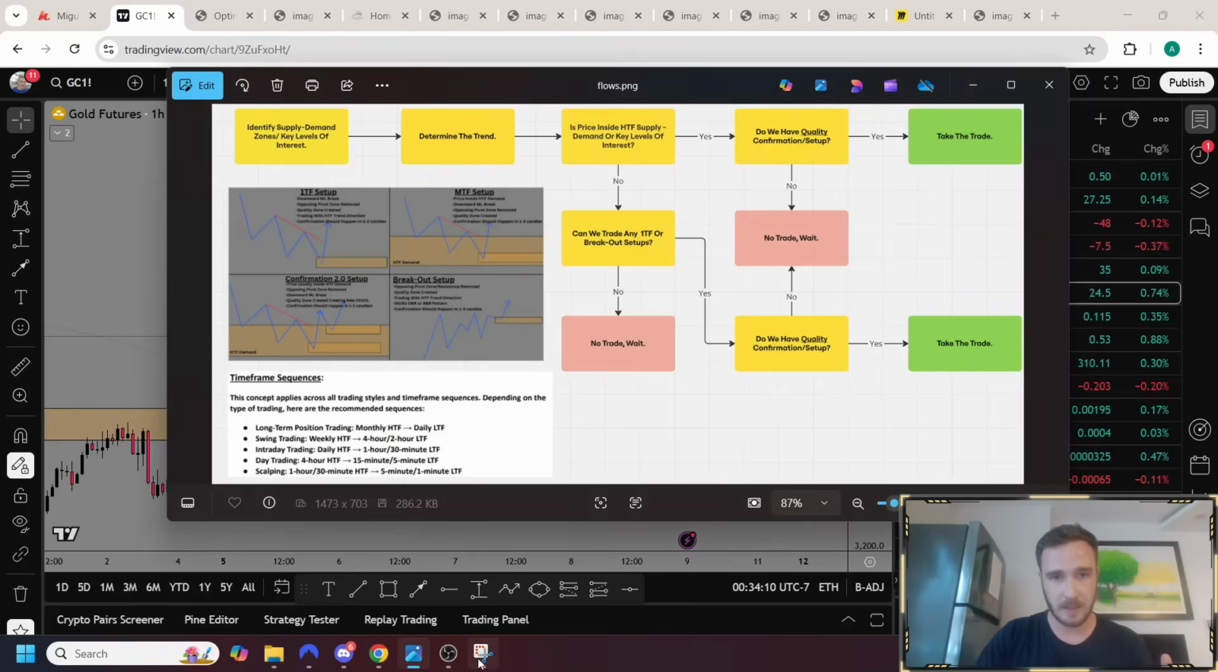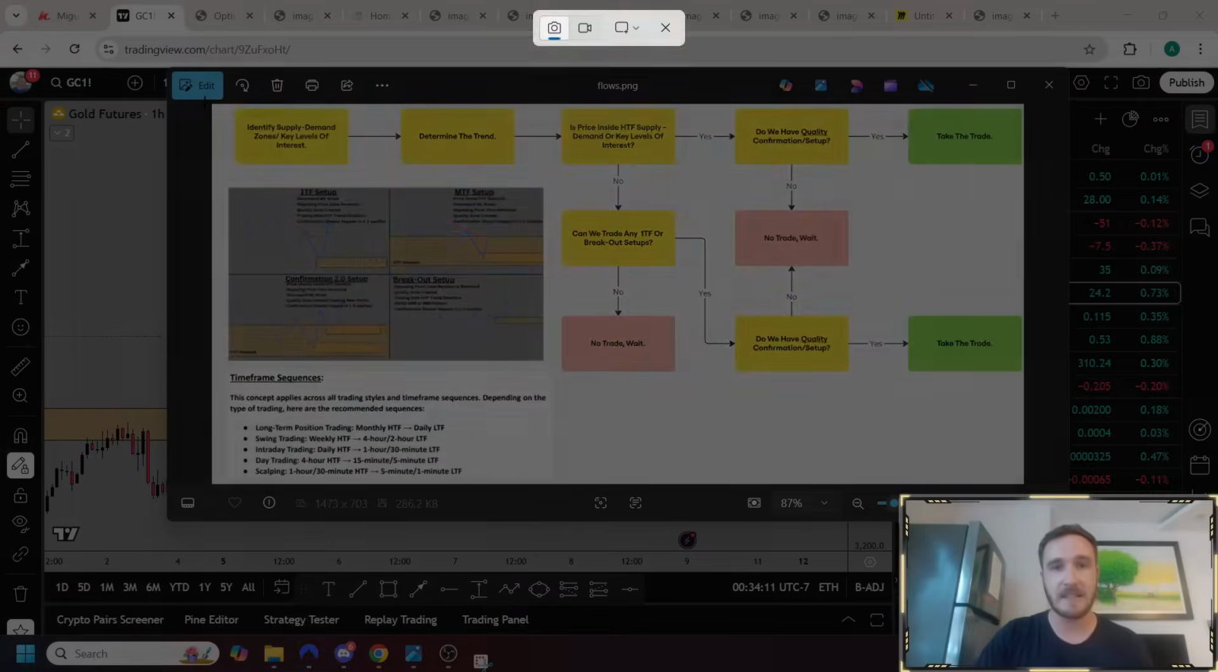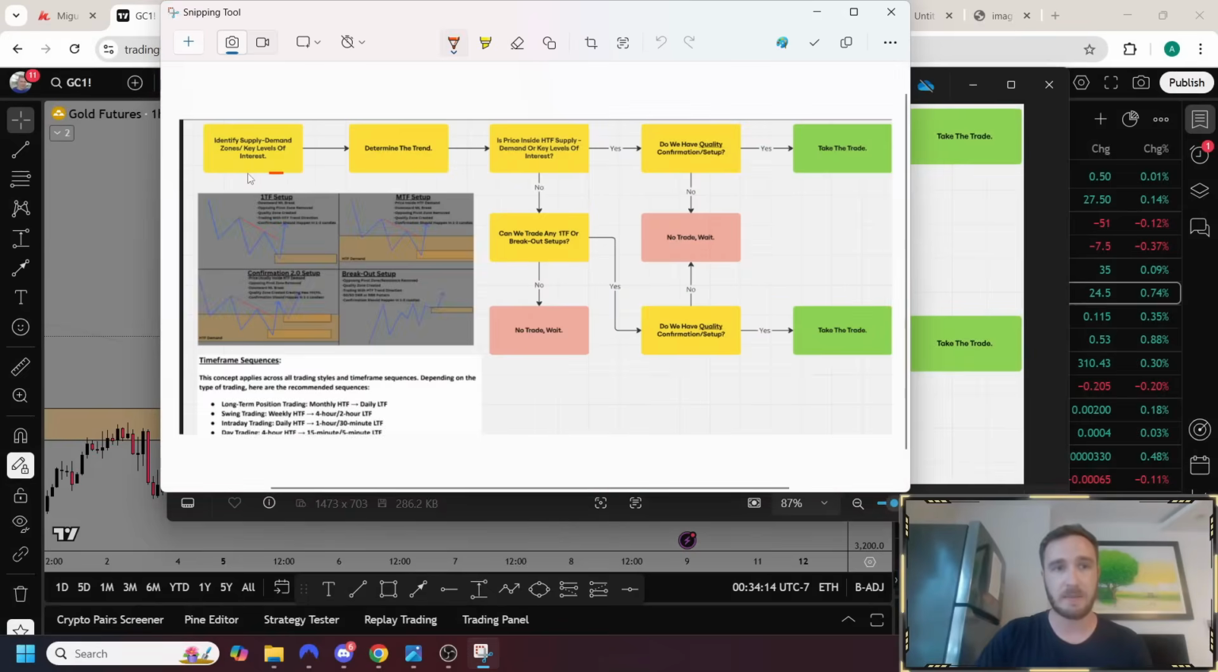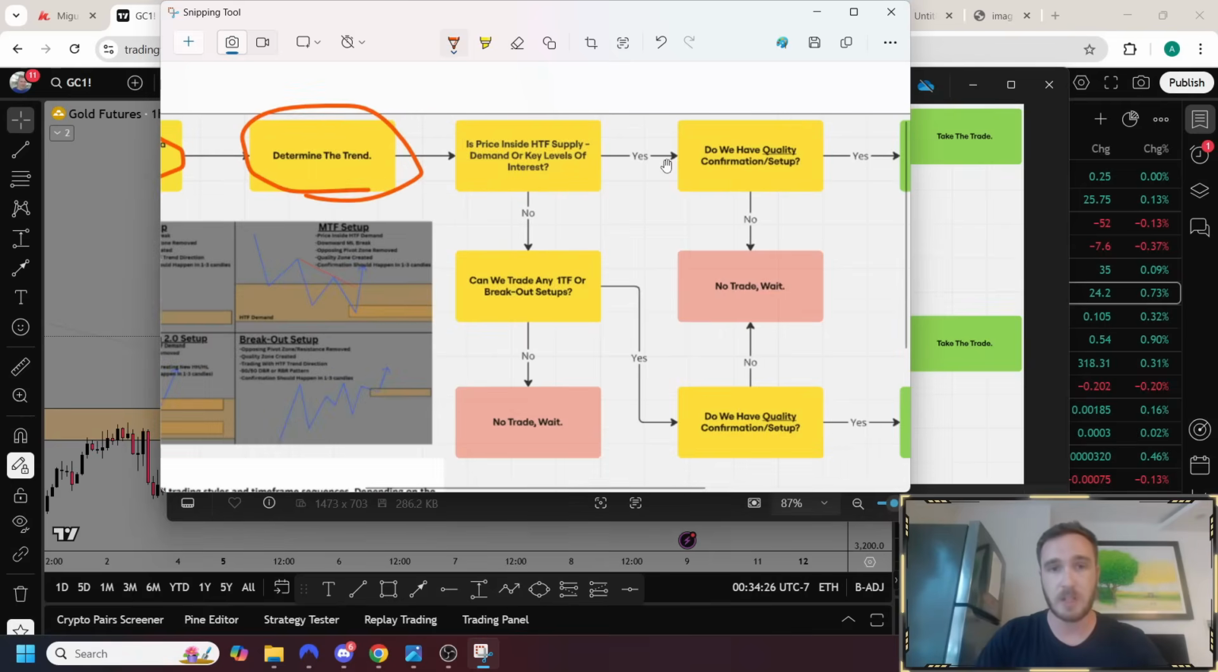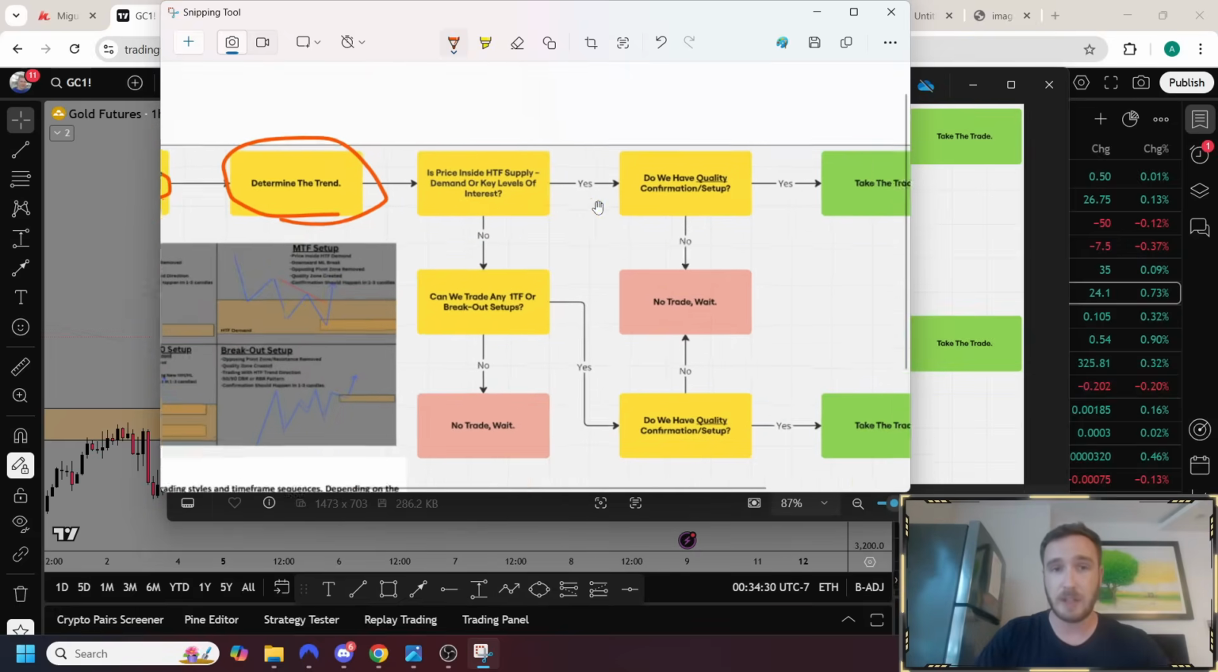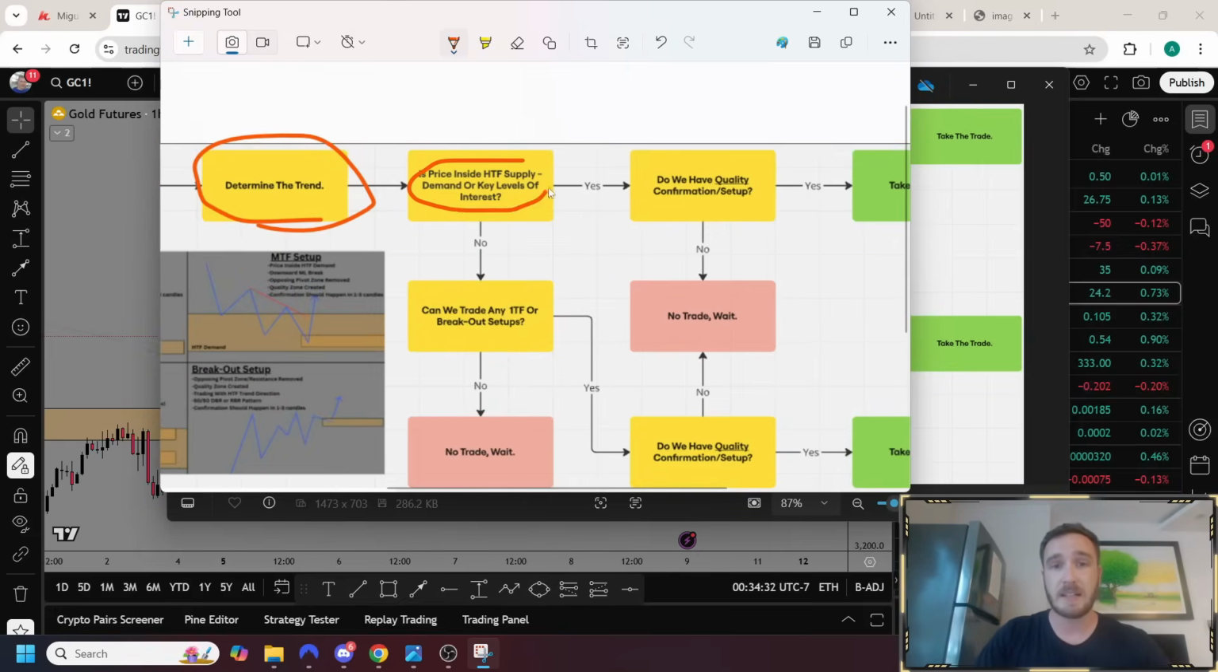Okay, so if we go back to this, because we only trade inside higher time frame levels. Higher time frame, we draw out our supply and demand zones, we determine the trend. This is when we start going down to our lower time frame, and this is why it's a flow chart, because it keeps you out of trouble. I'm a big fan of these flow charts because, like I said, it keeps you out of trouble. Right? And so the next question we have to ask ourselves: is price inside this level? Is price inside our higher time frame support and resistance, higher time frame supply and demand zones, whatever you want to call it, right? Is it inside?